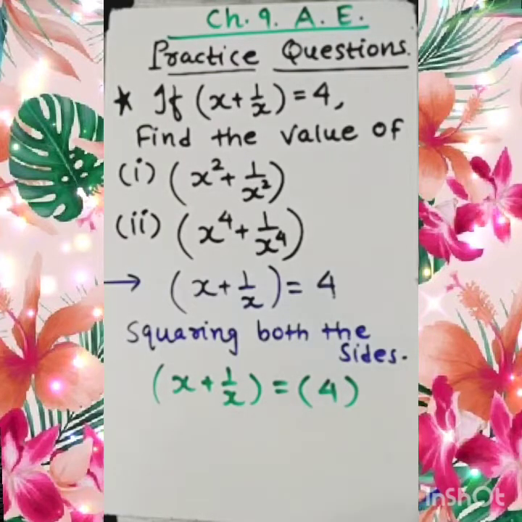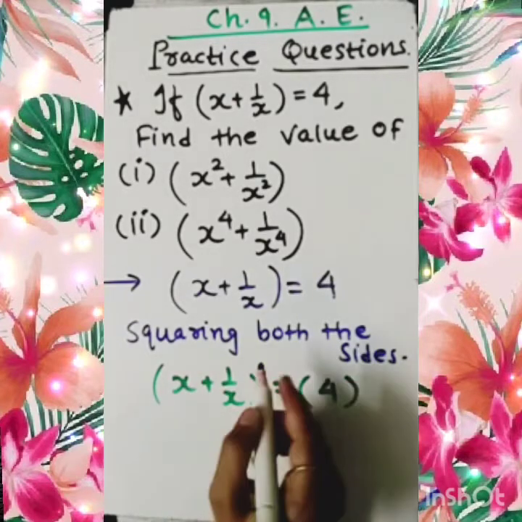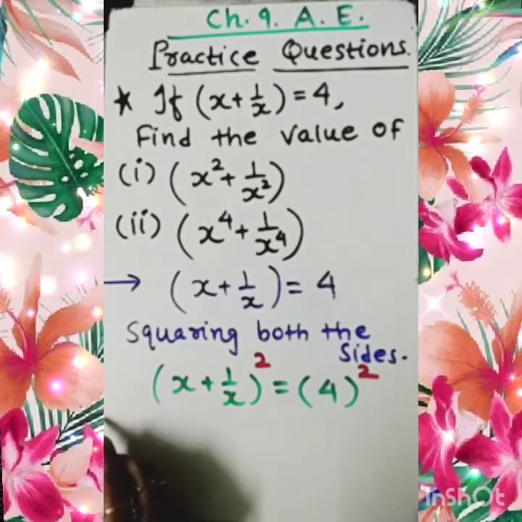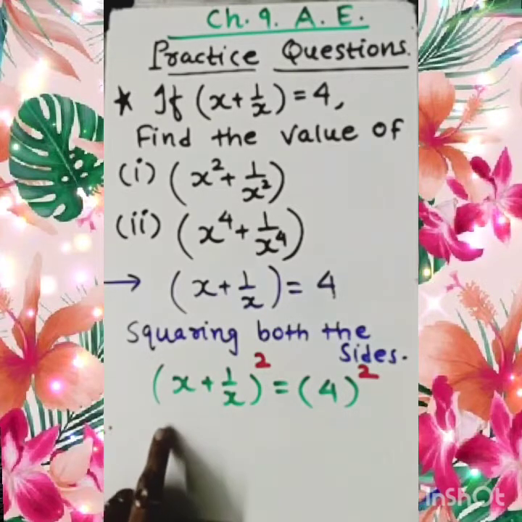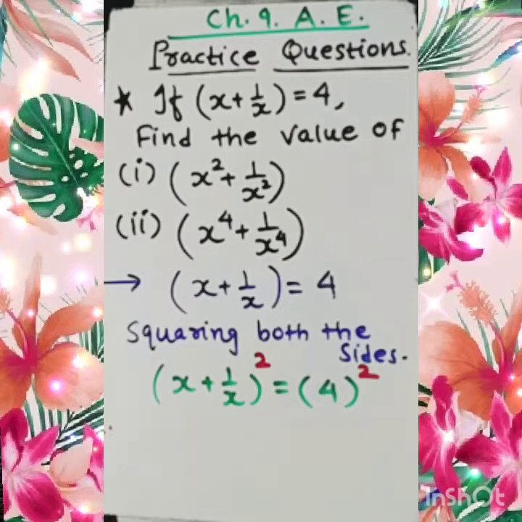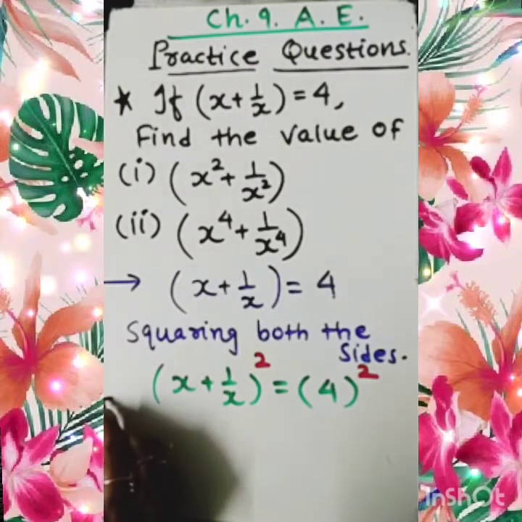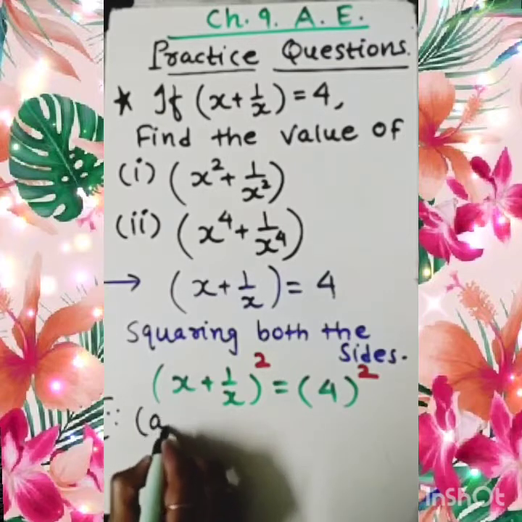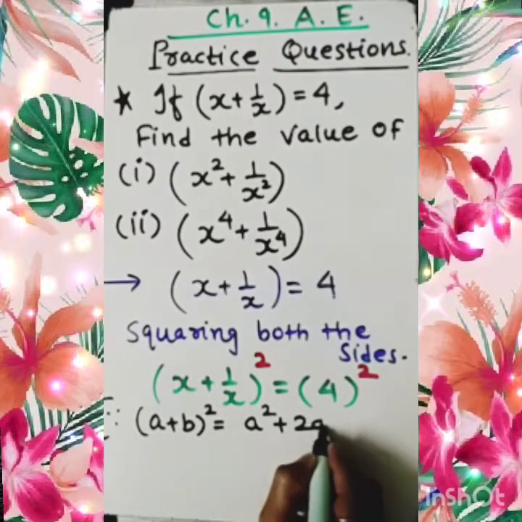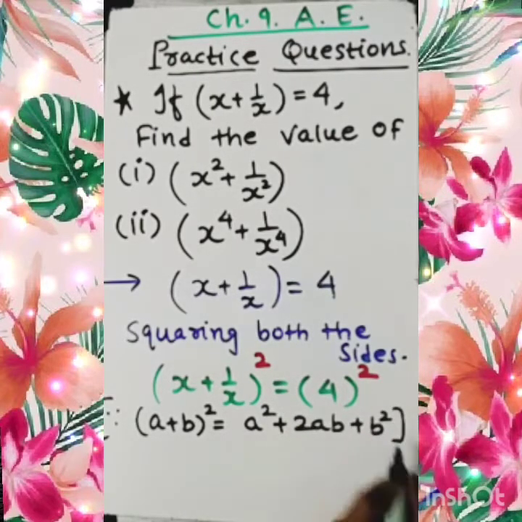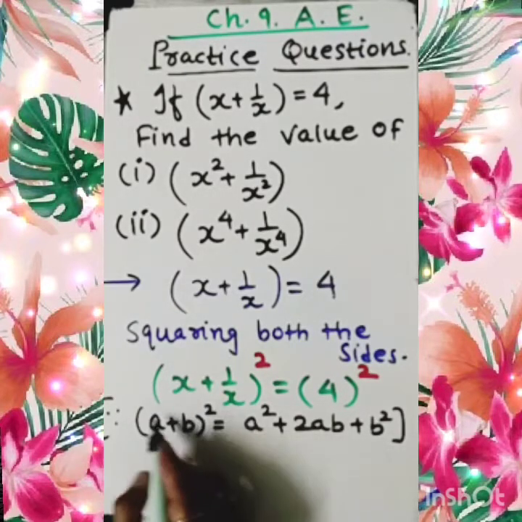This is already with us, and squaring both the sides gives the result. Now, as you know, we have the identity. Which identity am I talking about? A plus B whole square. Let me note down the identity here: A plus B whole square equals A square plus 2AB plus B square. This identity I am going to apply on the LHS.